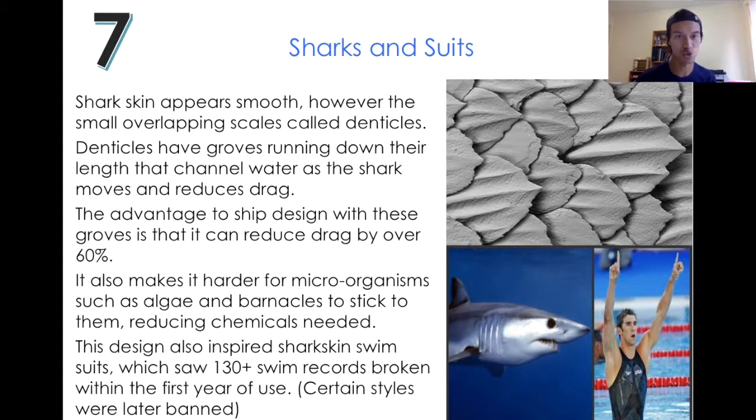And so now, what's the structure? The shark skin appears smooth. However, if you look at it really carefully, shark skin has very small scales called denticles. These denticles have a groove running down the length, and it channels water through these grooves, and it reduces drag by having these channels along the skin. The shark can move through the water at a faster speed by almost 60% in terms of their design.